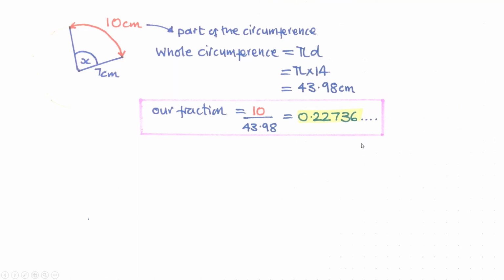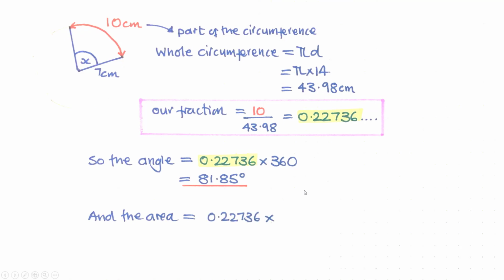If I want to work out the angle, it's going to be that fraction of 360. If I want to work out the area, it's going to be that fraction of pi r squared, 35 square centimeters. So I work out a fraction, and it's the same fraction of 360, and it's the same fraction of the area.